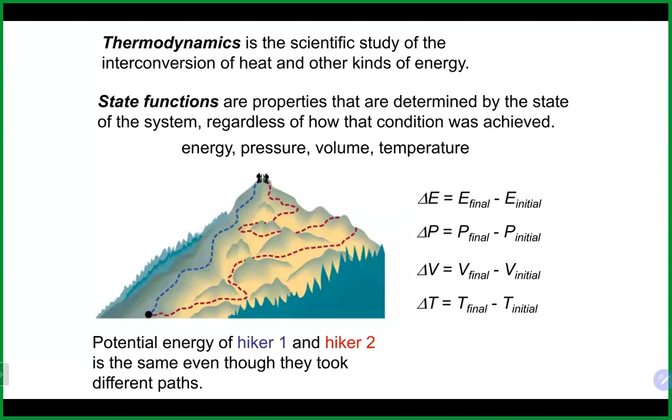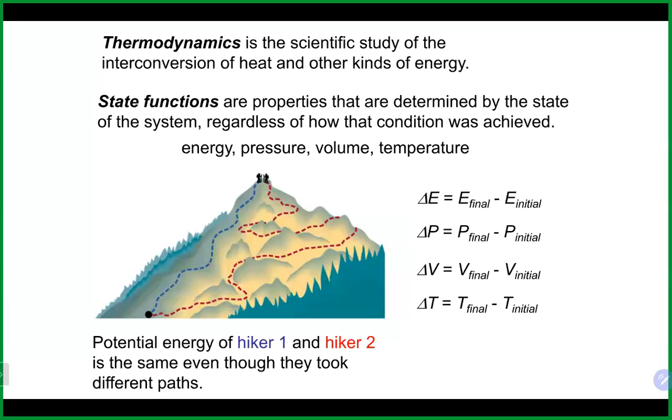Now, things like energy, pressure, volume, and temperature are all what are referred to as state functions. And for state functions, there's really only two things that are important: where you start and where you finish, your initial and final states. That's why when we look at things like energy, pressure, and volume, we take final minus initial, and that's really the important thing.